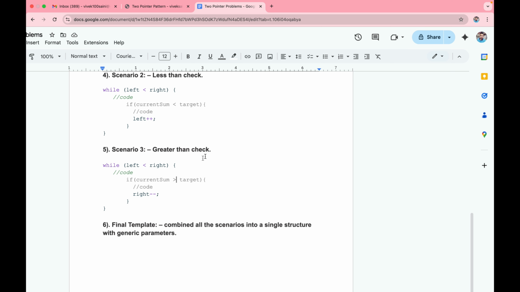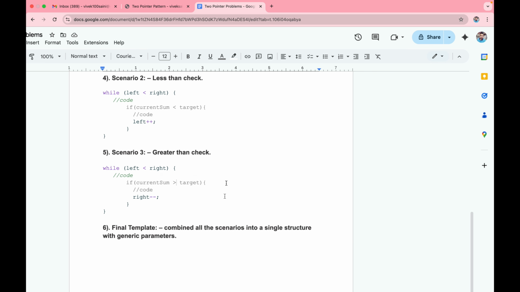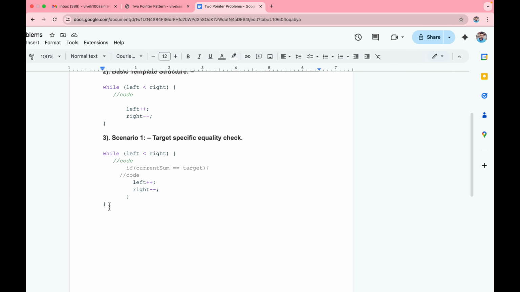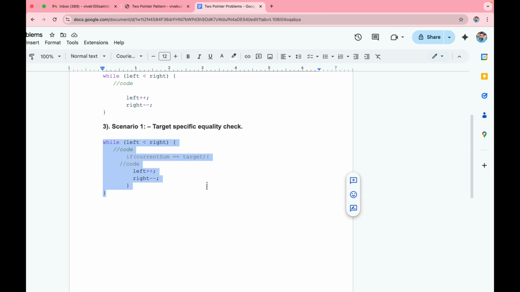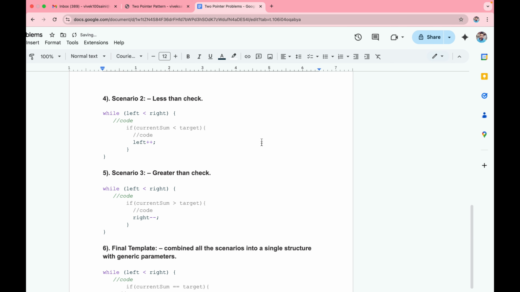Now what we need to do? Final template. We need to convert these scenarios into a final template, and with dynamic parameter. Here we are using hard-coded parameter. So target could be anything. So let's first combine these 3 scenarios into a single unit. Let's copy this from here. So this is the first thing.